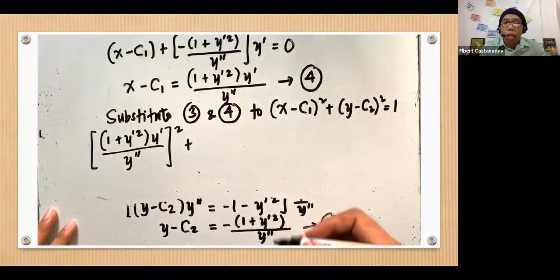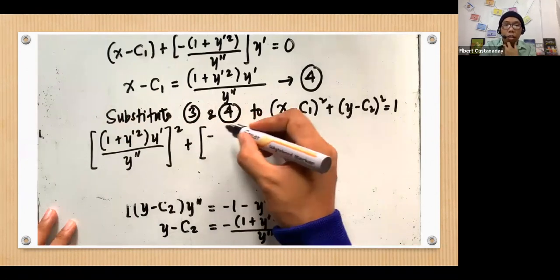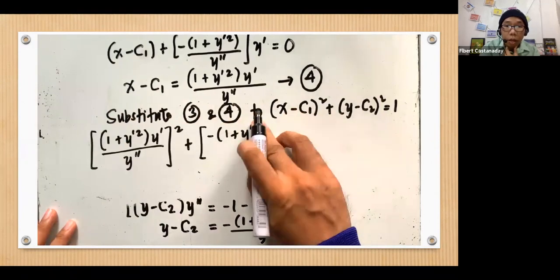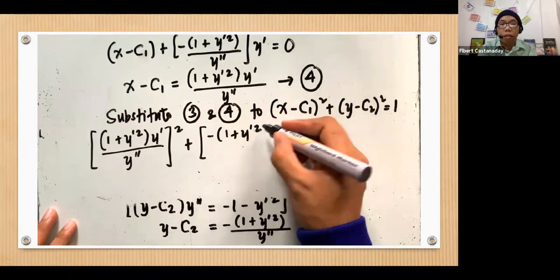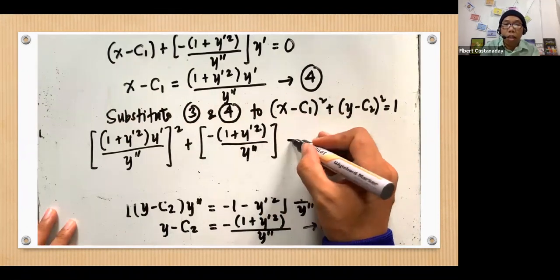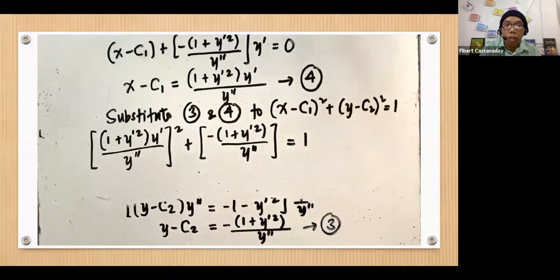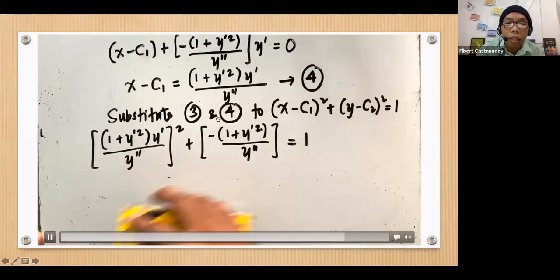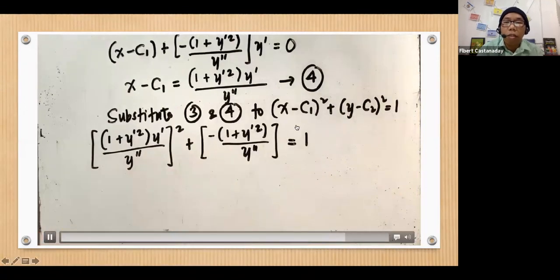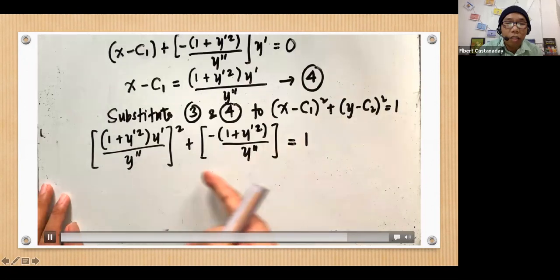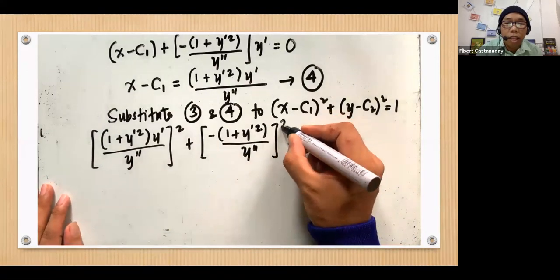So we have y minus c sub 2, which is negative times the quantity 1 plus y prime squared, all over y double prime, equal to 1. It is also raised to the power of 2. Guys, this should be squared, so please add the square. Maybe I forgot to write the square. Yes, please write it.